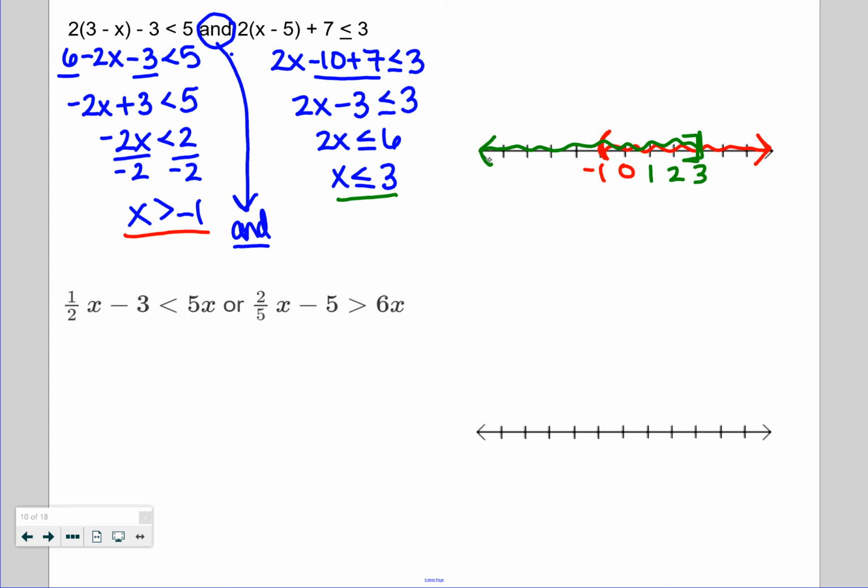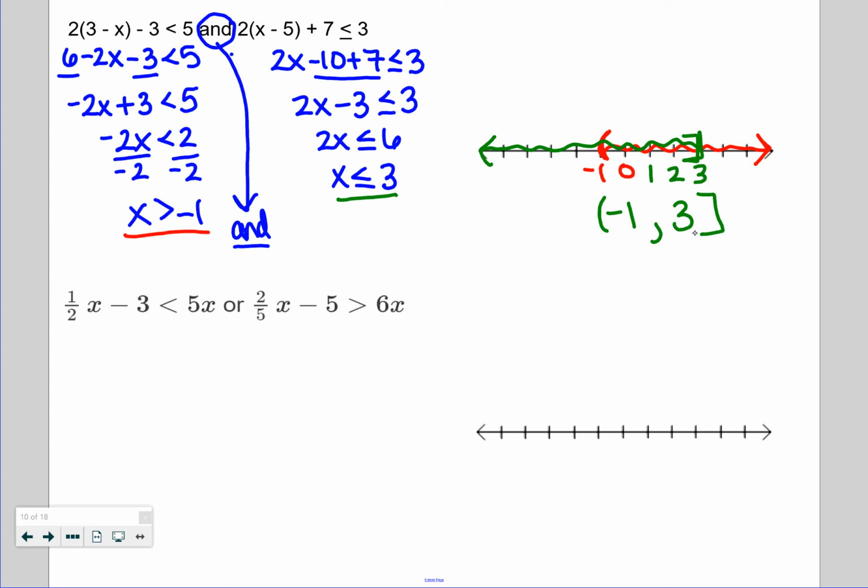Your solution is anywhere where the shading overlaps. So you can see here what's both red and green is between negative 1 and 3. And we use the symbols that are on the ends. Negative 1 to 3. Negative 1 with a parenthesis, 3 with a bracket. That means any number between negative 1 and 3 would make both of these equations true. So you could pick something like 0, plug 0 into both equations and make sure it works.